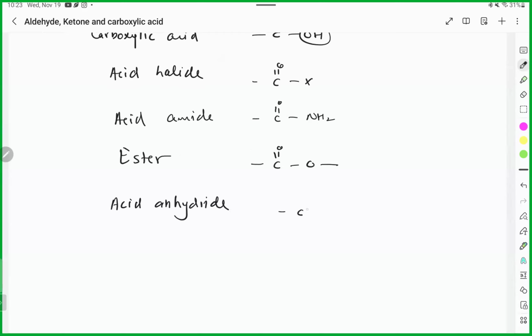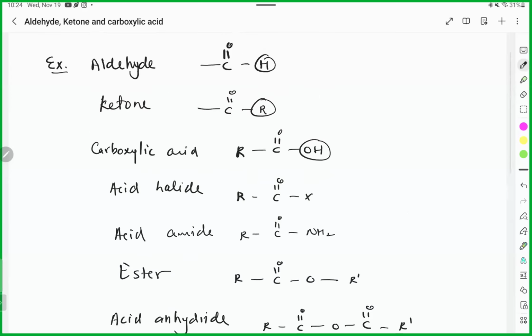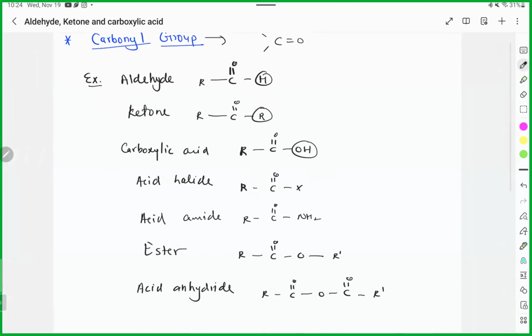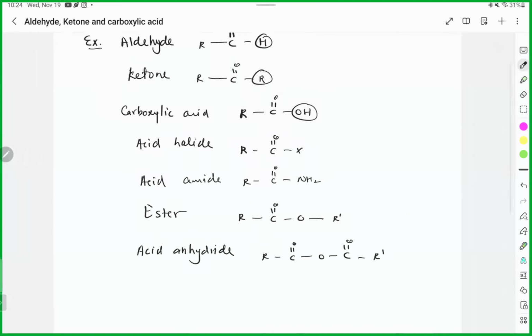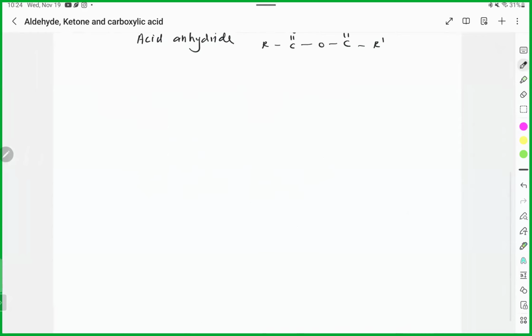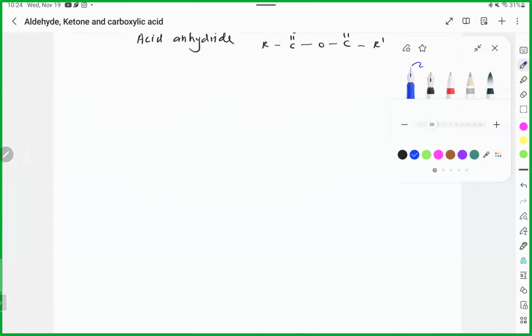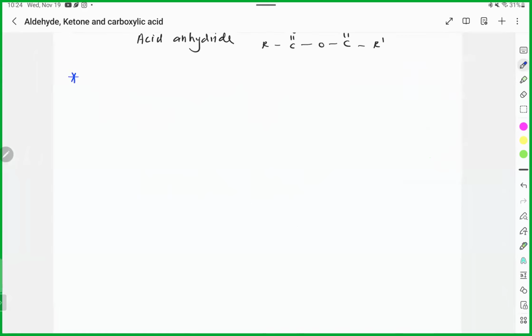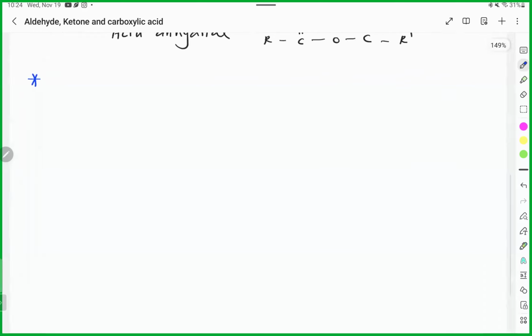Remember, C double bond O with R is common everywhere. Got it? So when we say carbonyl, aldehyde, ketone, carboxylic acid, acid halide, acid amide, ester, acid anhydride all have the carbonyl group. But here we are focusing more on aldehyde and ketone. In general, you will understand the properties of everything. Any carbonyl group has the same basic properties.